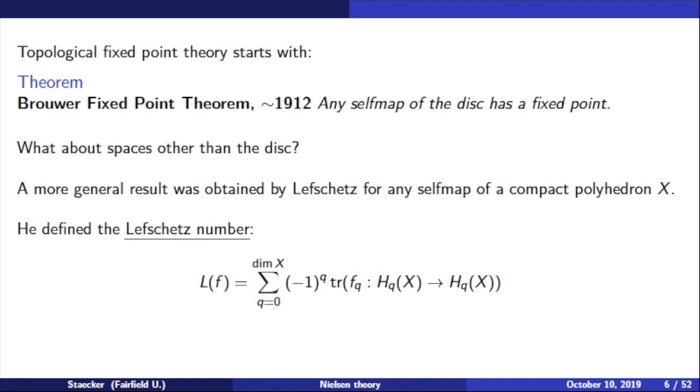This is the Lefschetz number. You do this alternating sum of the traces of the induced maps in homology. And this will be an integer. So if you use the integer homology, then this sum of the traces will be an integer. And it's a homotopy invariant. That's because those induced homomorphisms here, the f_q, are all homotopy invariant. If you change f by homotopy, those traces will not change. And so that means this sum of the traces will not change.